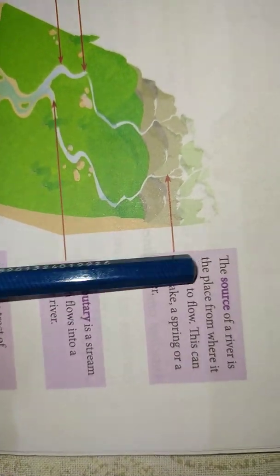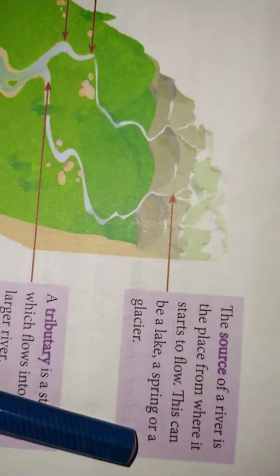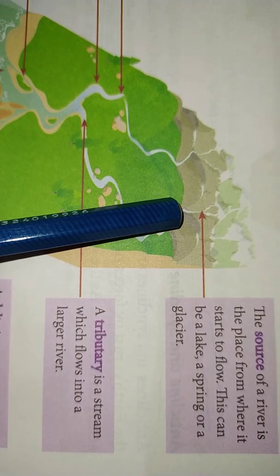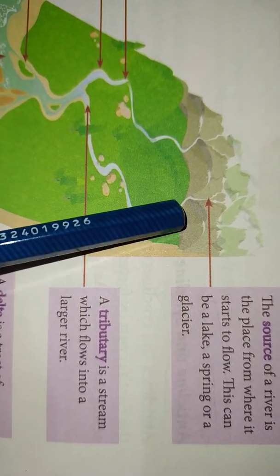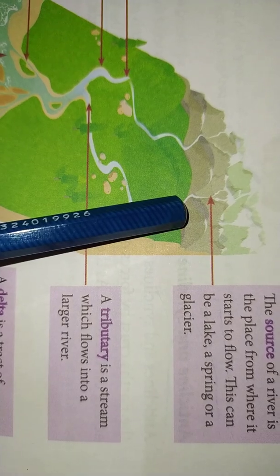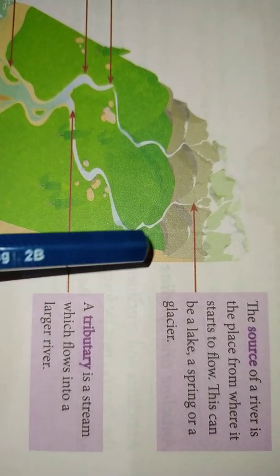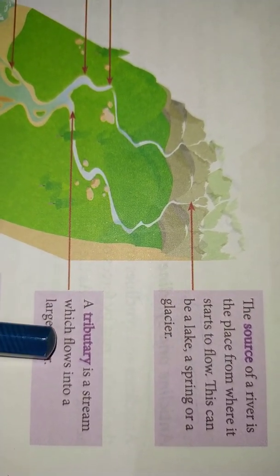Now the source. What is the source? The source of a river is the place from where it starts to flow. This can be a lake, a spring or a glacier. Like this. The place where the river originates is called the source. It could be a lake, a spring, a waterfall, or a glacier.